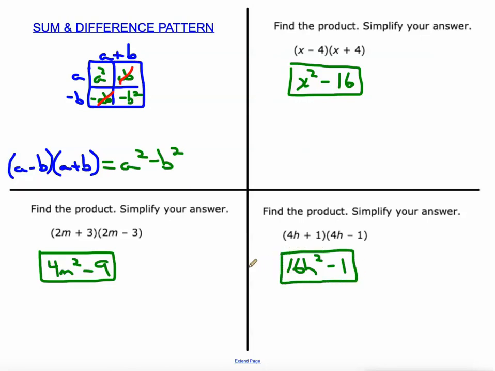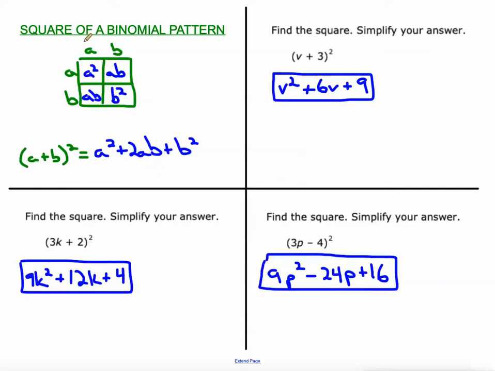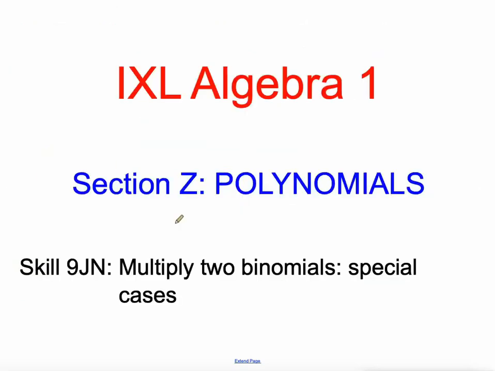So that's the two patterns. We got the sum and difference pattern, and we have the square of a binomial pattern. Those are the special cases or special patterns that we use to multiply two binomials.